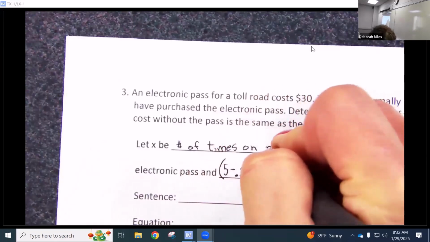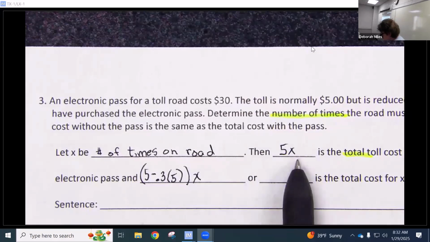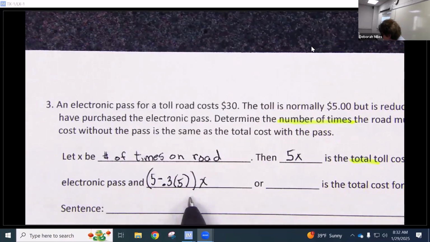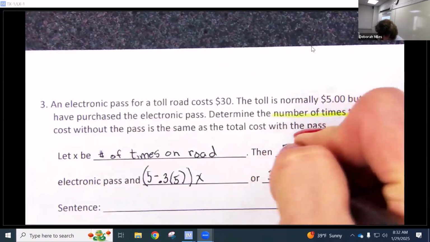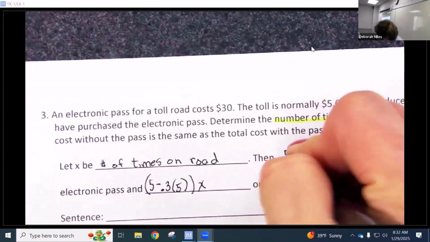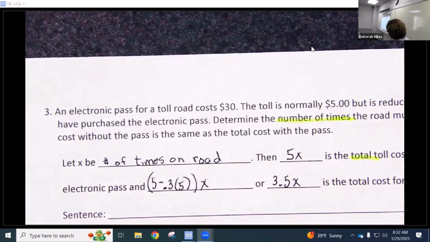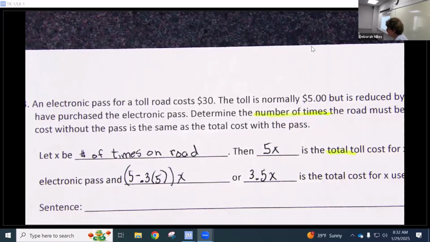This times X. Instead of paying $5 each time, they're paying $3.50 each time. So 3.5X is the total cost if you have bought the pass. Well, wouldn't you include? Yes, you would. You would have to.